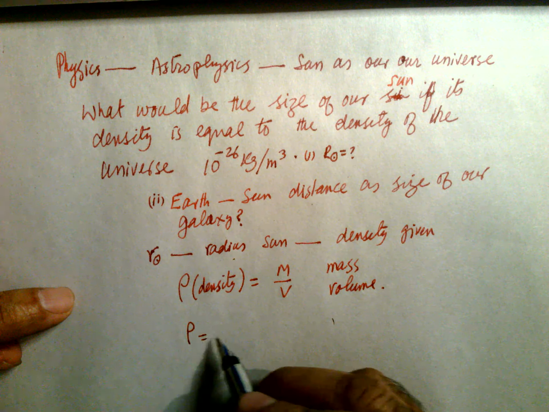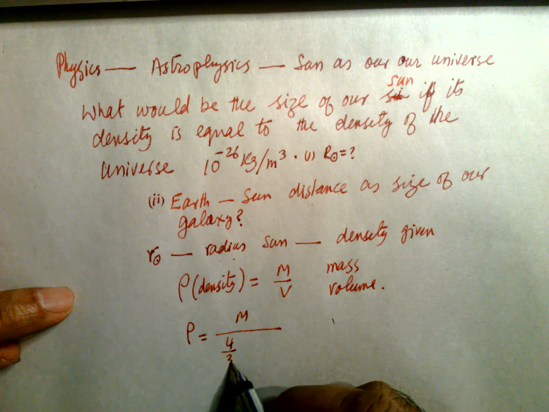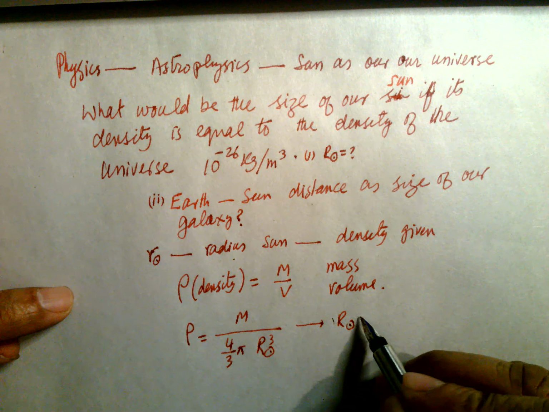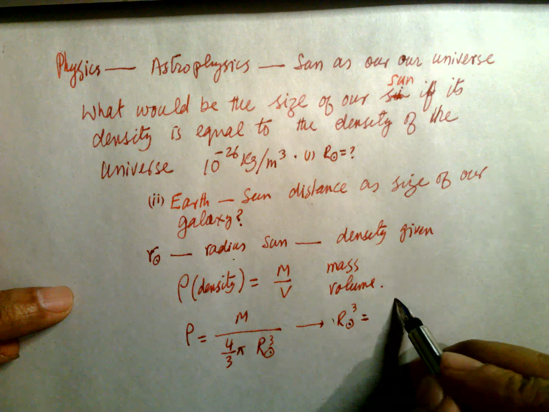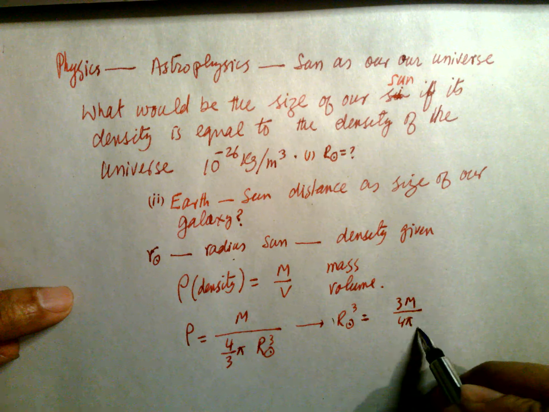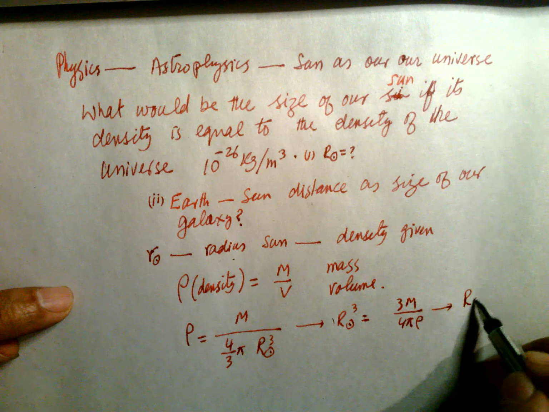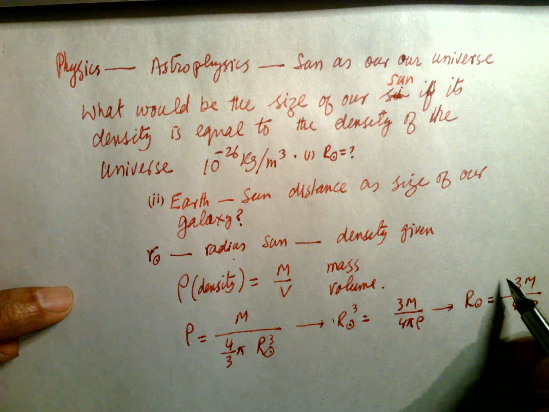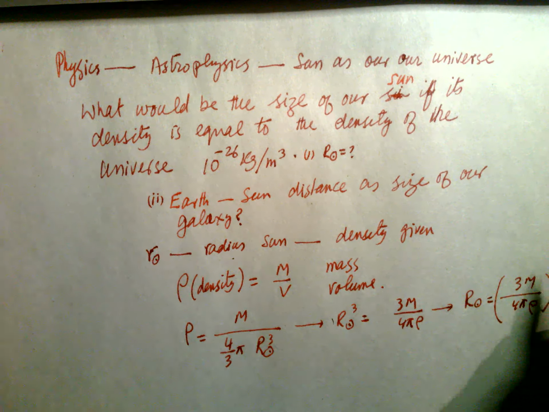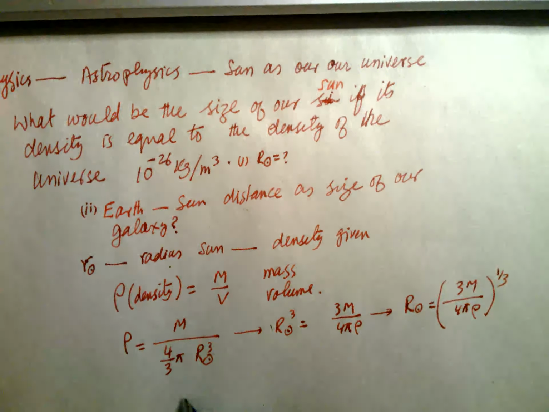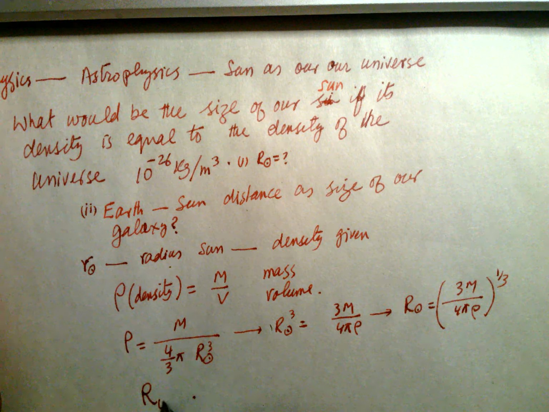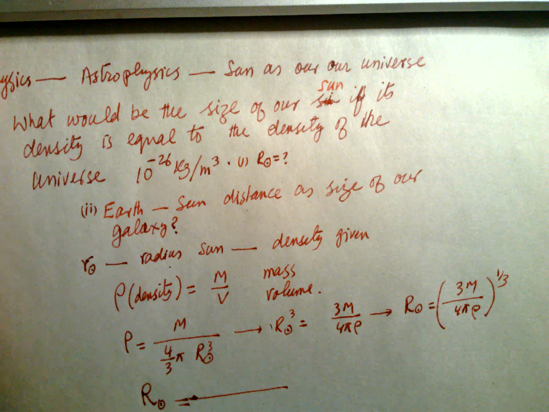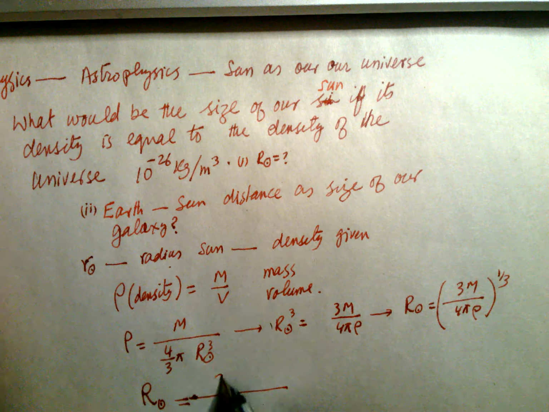So density is equal to mass over 4 by 3 pi r solar cube. That means r solar cube is equal to 3m over 4 pi rho. That means r solar is equal to (3m over 4 pi rho) raised to the power 1 over 3. So r solar is equal to 3 into solar mass.